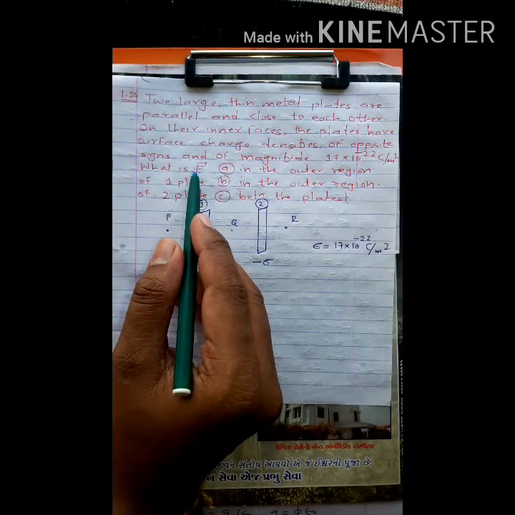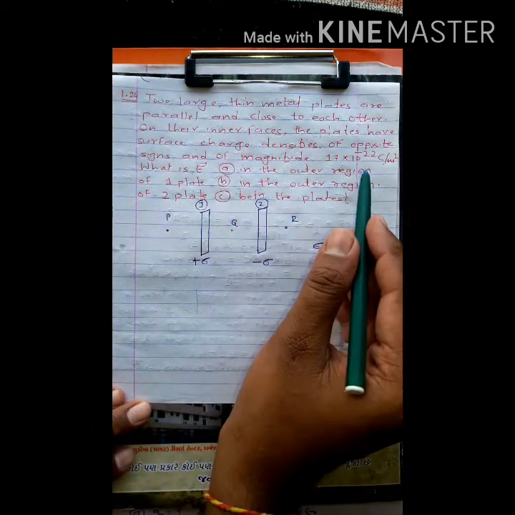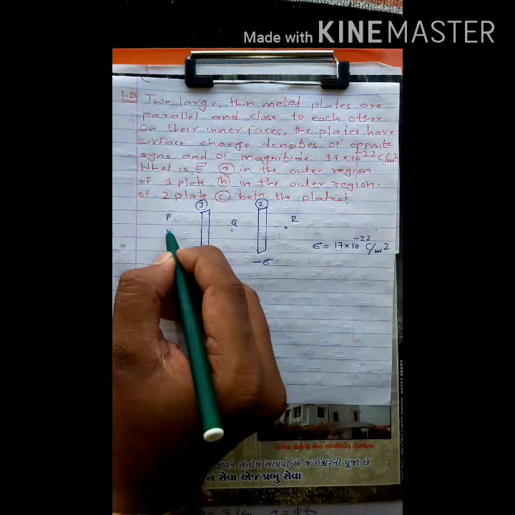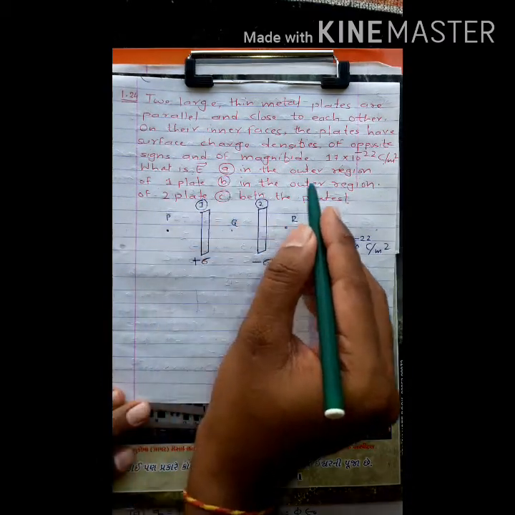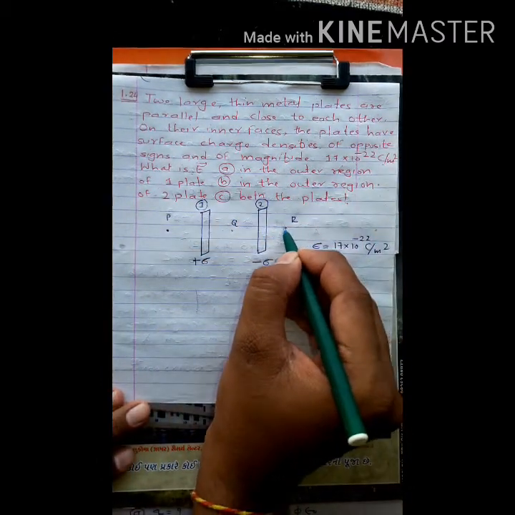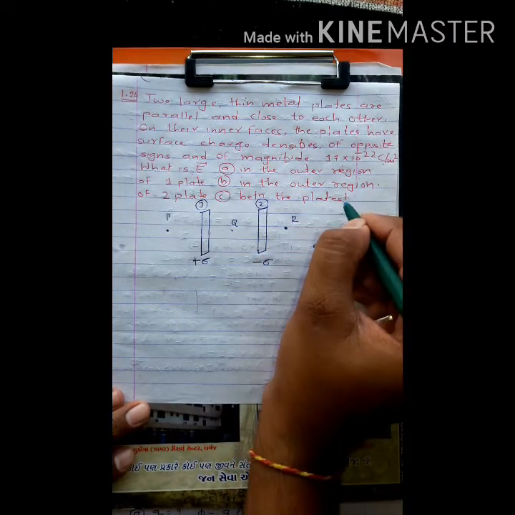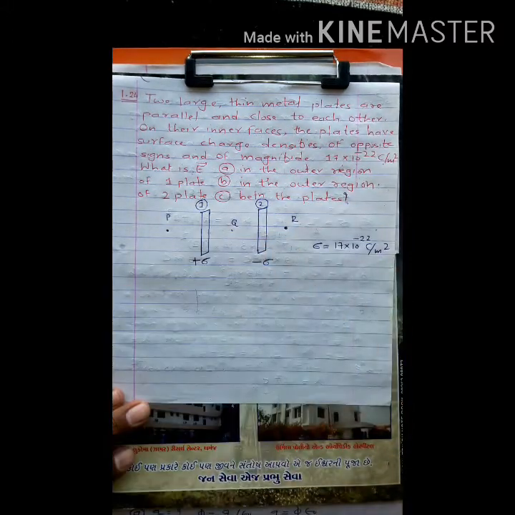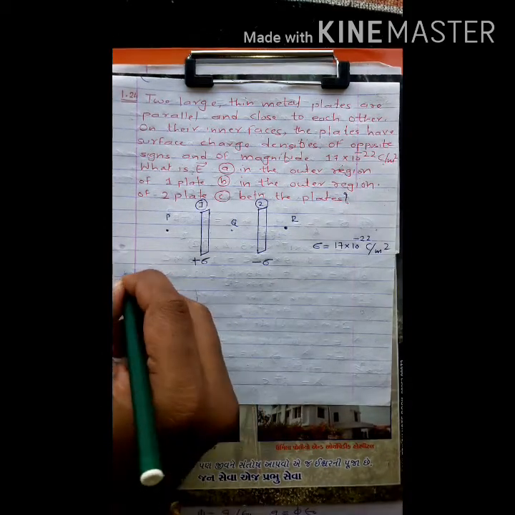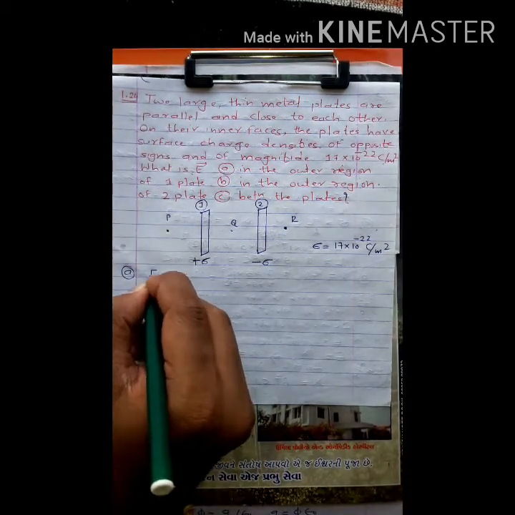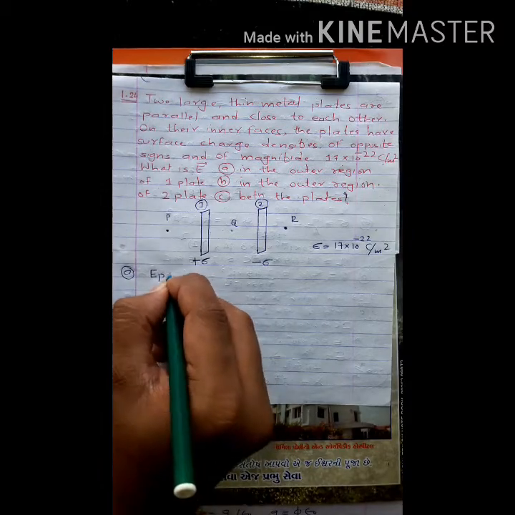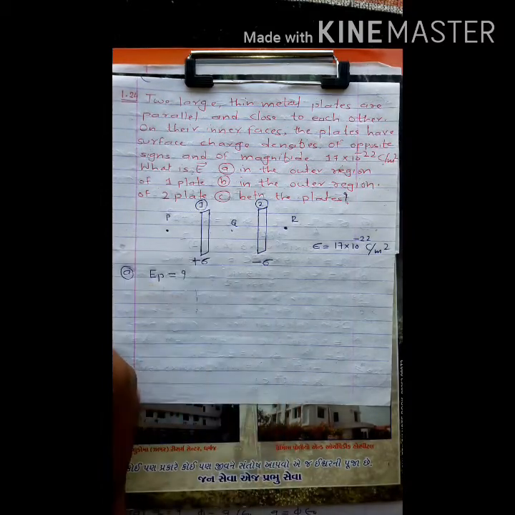So what is vector E? Electric field A in the outer region of first plate means at P point, B in the outer region of second plate means at R point, and C between the plates means at Q point. So first of all we find number A, electric field at P point, EP. So see this figure very carefully.